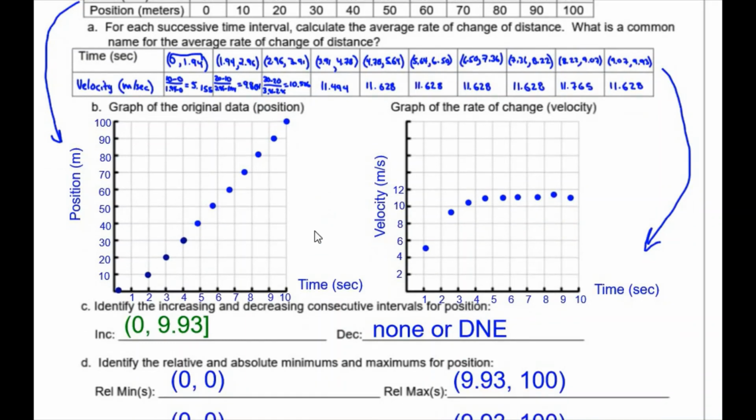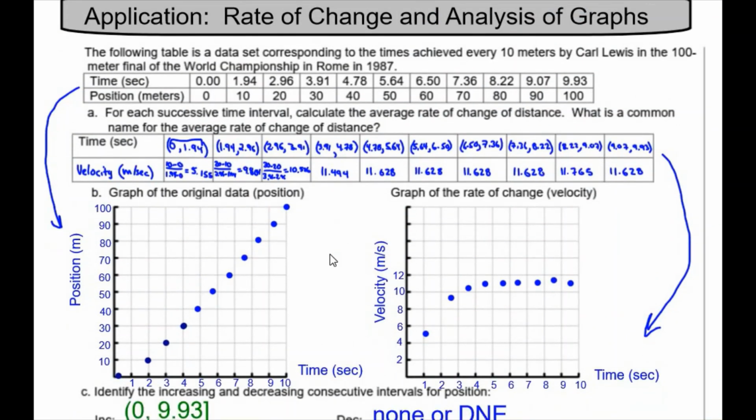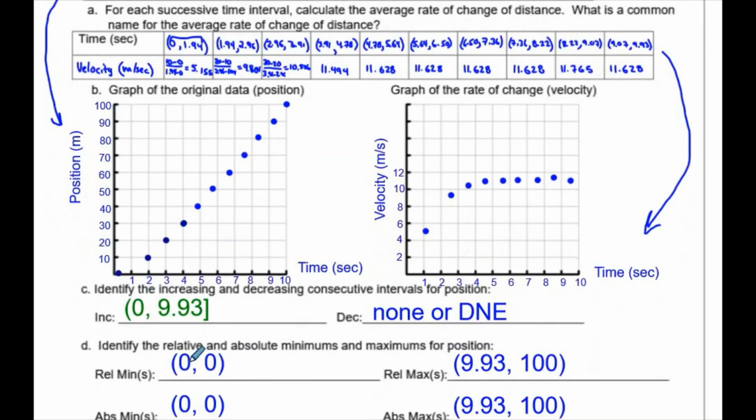So once you've made both graphs, the analysis of graph problems are fairly easy, and it's really interesting why this chart is so important for some of the preceding questions. So identify the increasing and decreasing consecutive intervals for position. Well, if you look at this graph for position, he is always increasing his position. And remember, he's running a race, so from 0 to 9.93, he is increasing his position. You might wonder, why do we have a parenthesis and then a bracket? Well, at the beginning of the race, before the starter gun goes off, he is not increasing, so I do not have a bracket there. But at the end of the race, he is still moving forward, so I bracketed it.